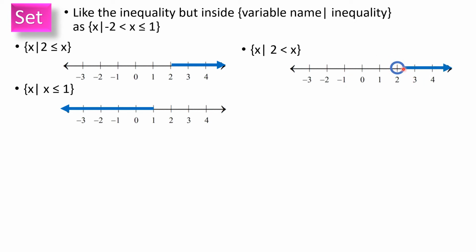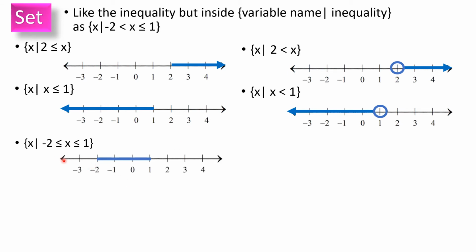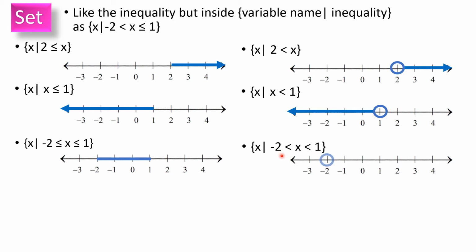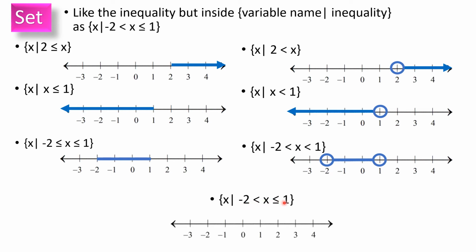we don't have the 2, and we go to the positive infinity. x < 1, so to the negative infinity. As we have -2 ≤ x ≤ 1, we start at -2 and end at 1. Okay, we have -2 < x < 1, so we start at -2. Remember, we don't have it, and end at 1. Remember, we don't have it, and it's smaller than, not smaller than or equal. Okay, -2 < x ≤ 1. We start at -2, as -2 < x, then end at 1, but we have the 1.